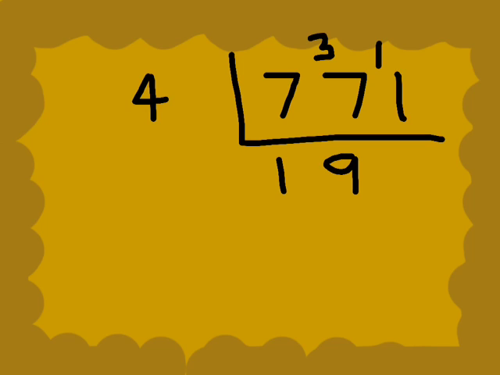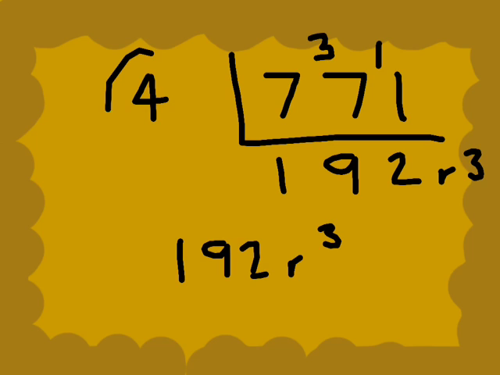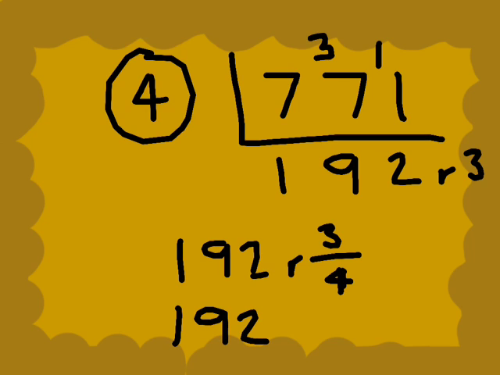And how many 4s are there in 11? There are 2, remainder 3. Now that's okay, we could leave it like that. Even better, we could do 192 remainder 3, but we've been dividing it by 4. So now we have a fraction, and you should know what that is then as a decimal.